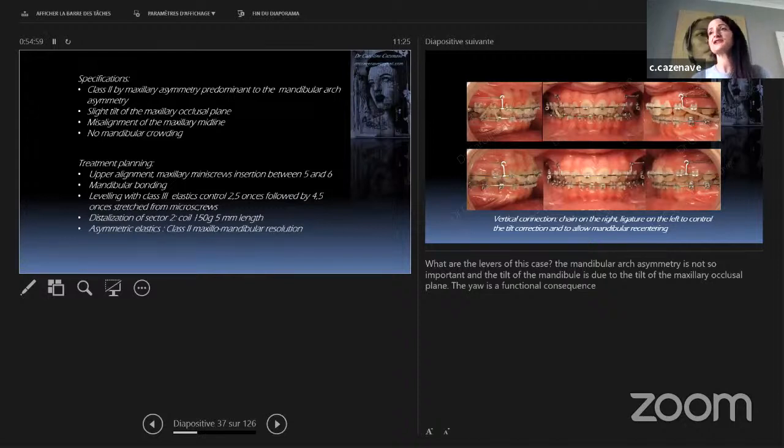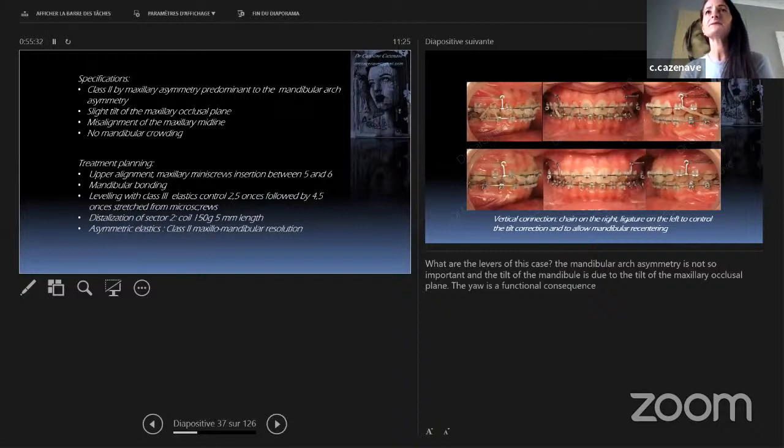The mandibular arch asymmetry is not so important, and the tilt of the mandible is due to the tilt of the maxillary occlusal plane. So the yaw is a functional consequence. To summarize, we have a class 2 bimaxillary asymmetry, predominant on the mandibular arch, a slight tilt of the maxillary occlusal plane, a misalignment of the maxillary midline, and no mandibular crowding.